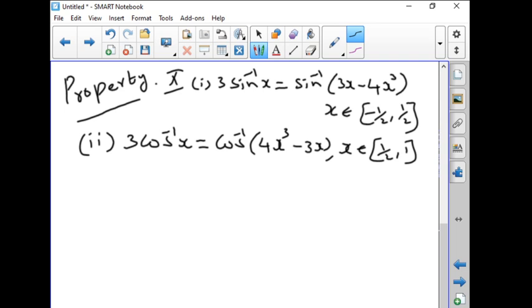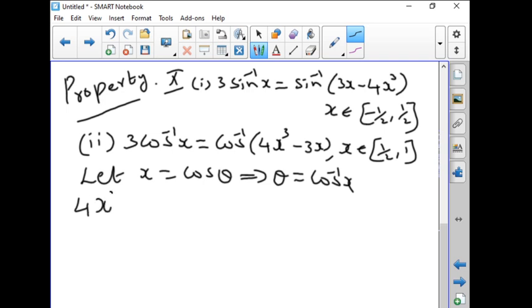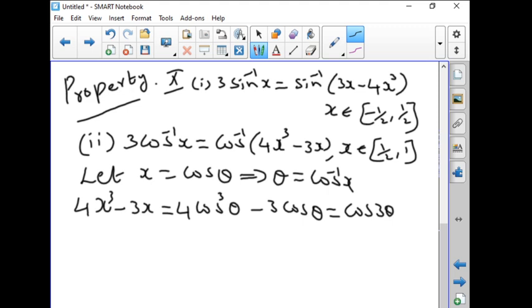Here we take x equal to cos theta, so we get theta equal to cos inverse of x. Therefore 4x cube minus 3x is equal to 4 cos cube theta minus 3 cos theta, which is nothing but cos 3 theta. Now take the right hand side. What is the right hand side?